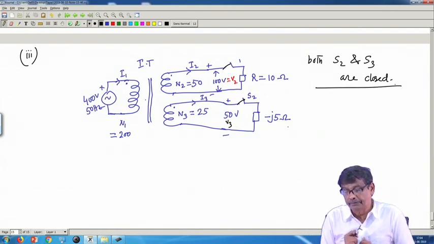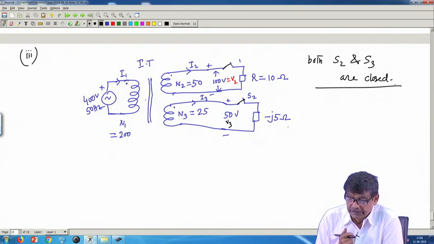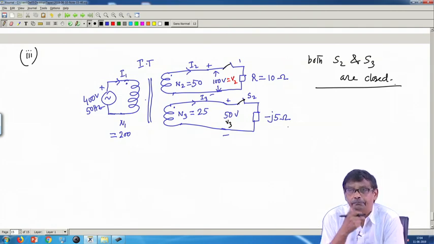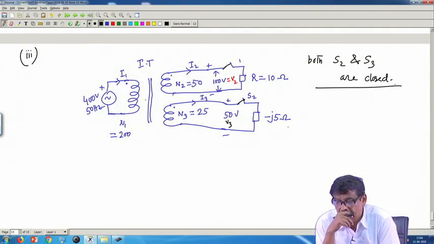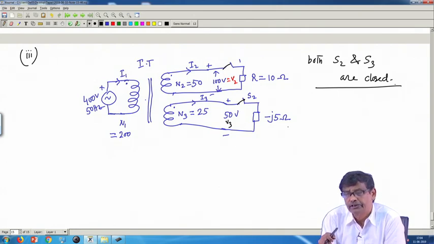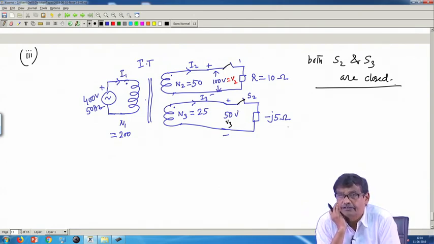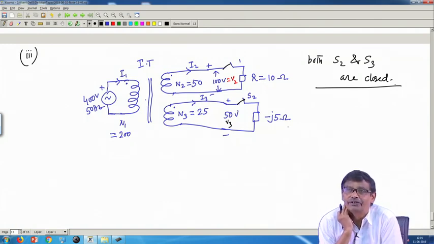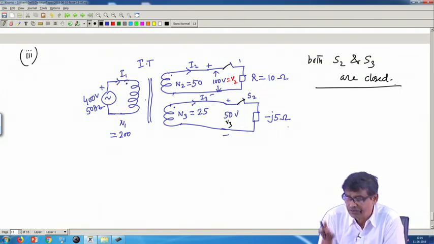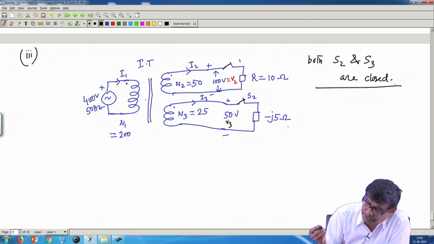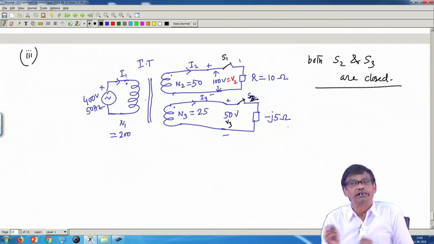Therefore, what is going to happen? The clue to this problem once again is that fundamental thing. What is that fundamental thing? No matter what the positions of this switch are, either closed or open, flux in the core of the transformer cannot change. It has to remain the same. Why? Because KVL is to be satisfied on the primary side. Either S2 is closed, S3 is closed, or both of them are closed, it does not matter. This is S3 actually, or S1, S2, whatever it is. Both the switches are closed.